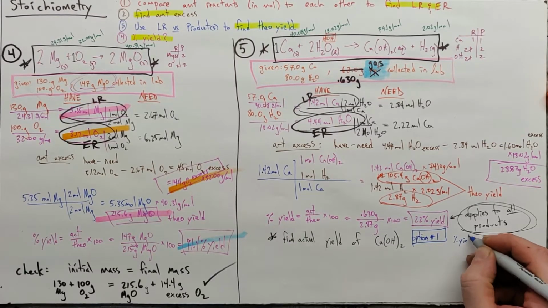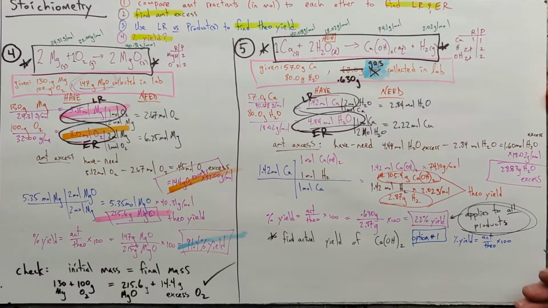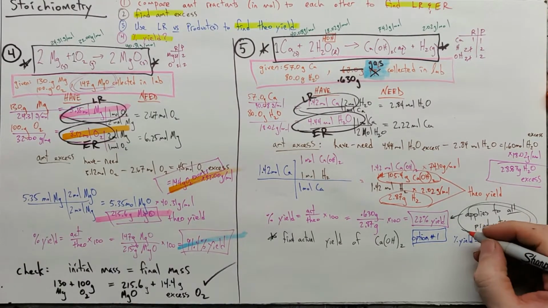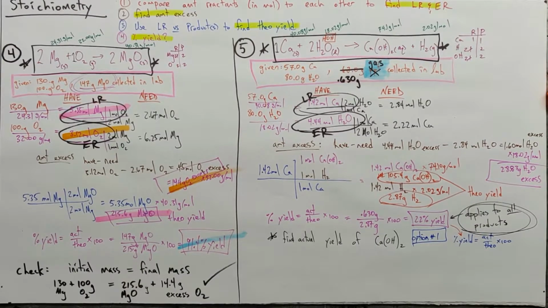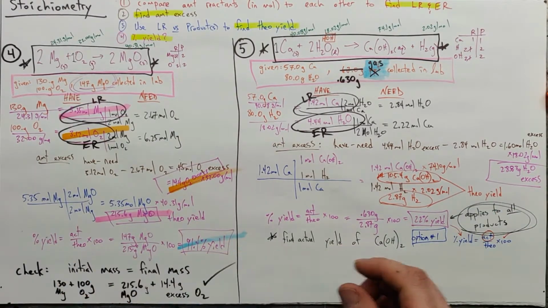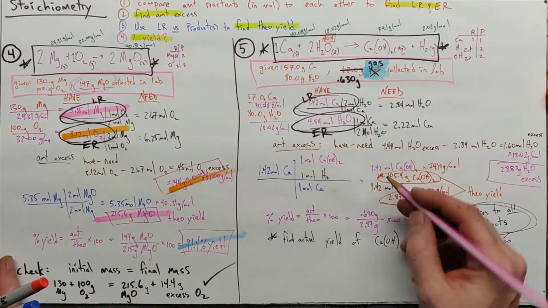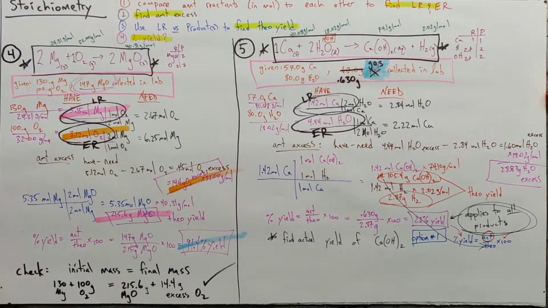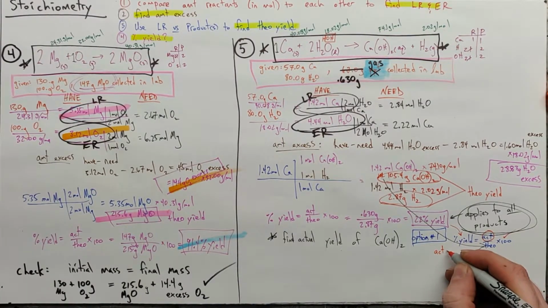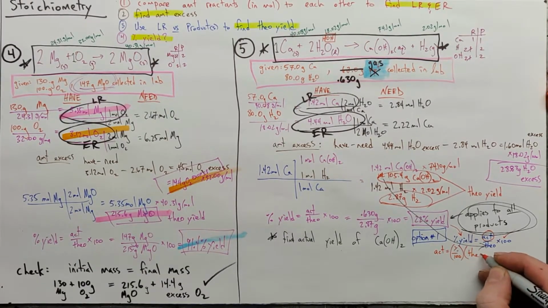The percent yield is supposed to be the actual over the theoretical times 100, right? Well, we know the percent yield because we just got it, and that applies to all products. We want to know an actual yield. We know what 100 is, and we happen to know our theoretical yield of that calcium hydroxide. All right? So we can rearrange that and find out that the actual yield is going to be the percent over 100 times the theoretical.